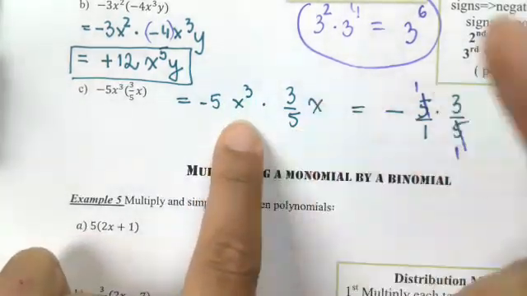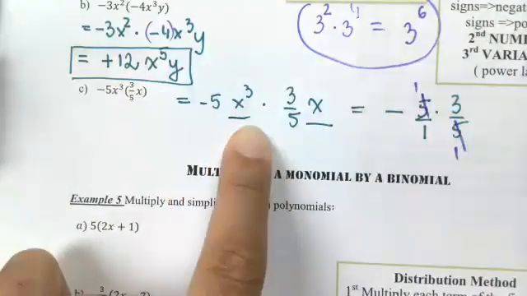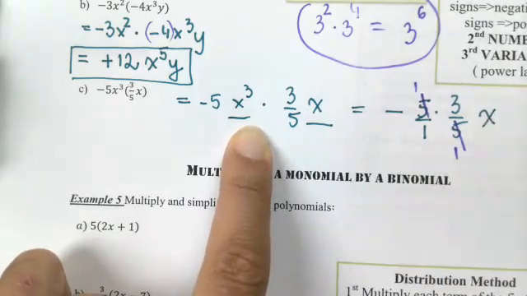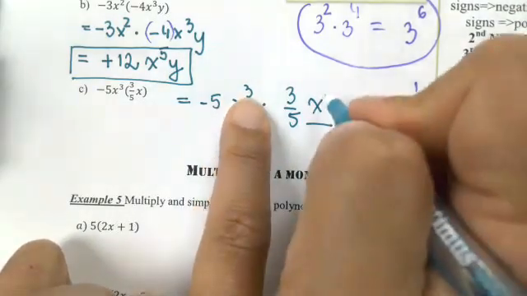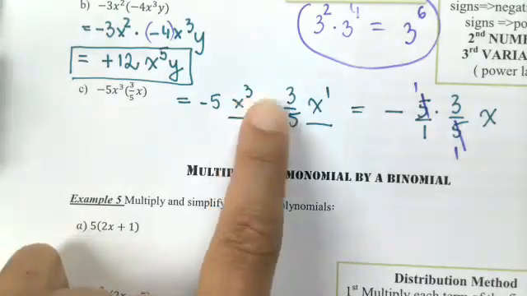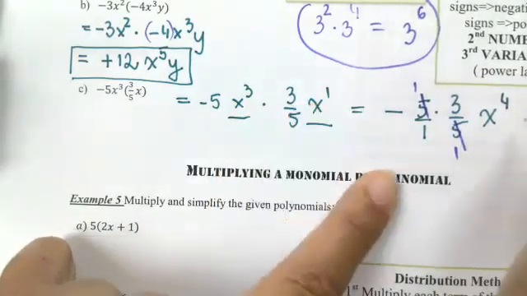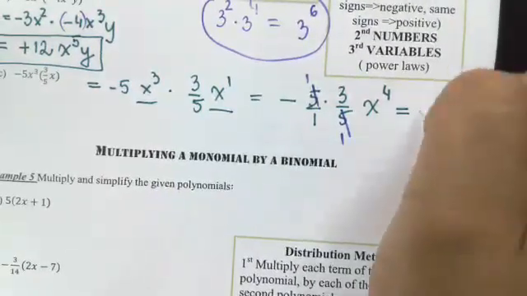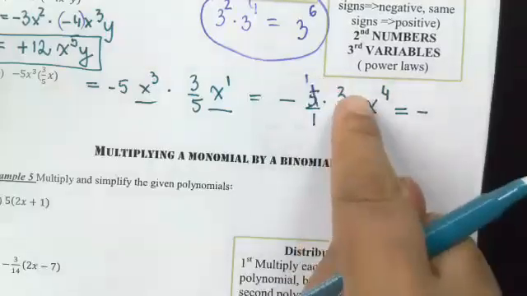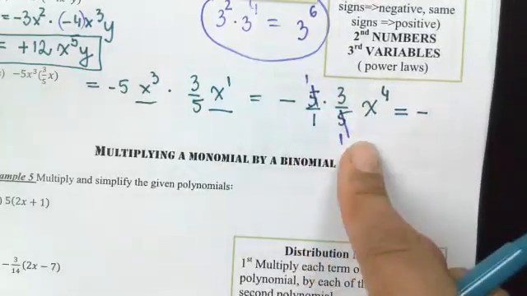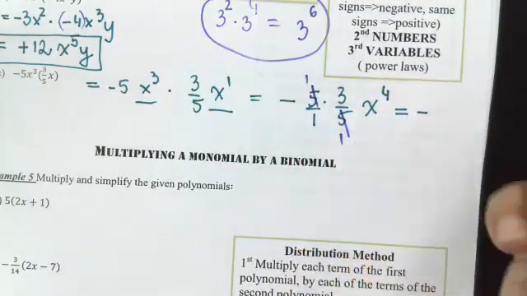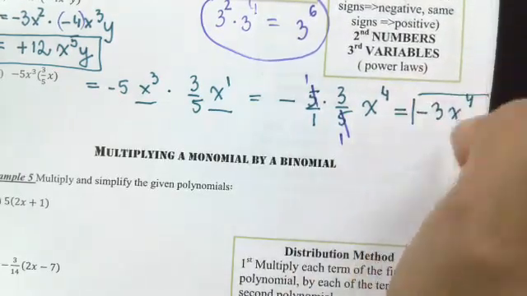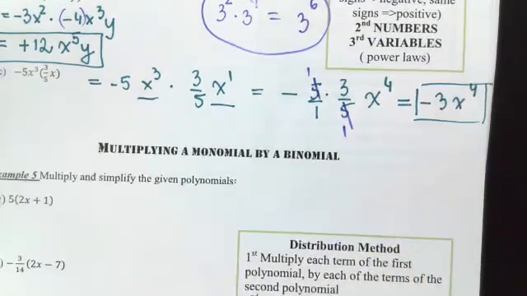And now x cubed times x. I can apply the power law again. We have x as the base, and then we have 3 and 1 in the exponent. 3 plus 1 is 4. Now let's simplify even more. Negative 1 times 3 is 3, divided by 1 times 1, which is 1. So negative 3x to the 4. Final answer. Final.